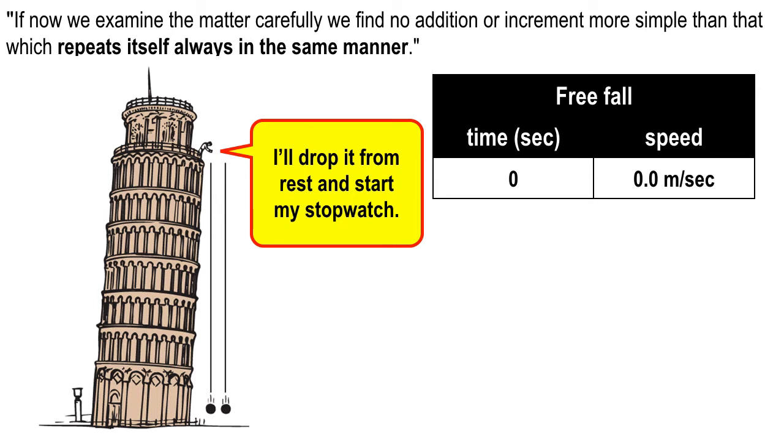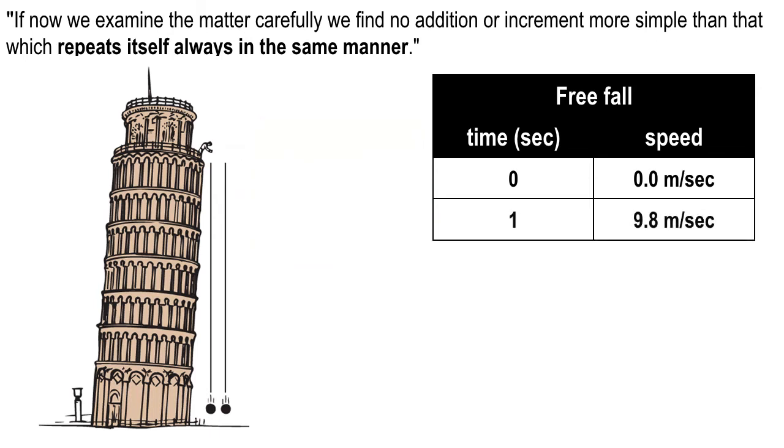So this is like Galileo, the mischievous boy dropping water balloons, except he's not dropping water balloons. He's dropping cannonballs and stuff. But time t equals zero, velocity zero, the speed 0.0 meters per second, and it's downward. Now, after 1 second, he would have measured this, 9.8 meters per second of downward speed. And then it repeats itself always in the same manner for free fall. That's the cool thing about it. So the second, ding, another 9.8, total 19.6.